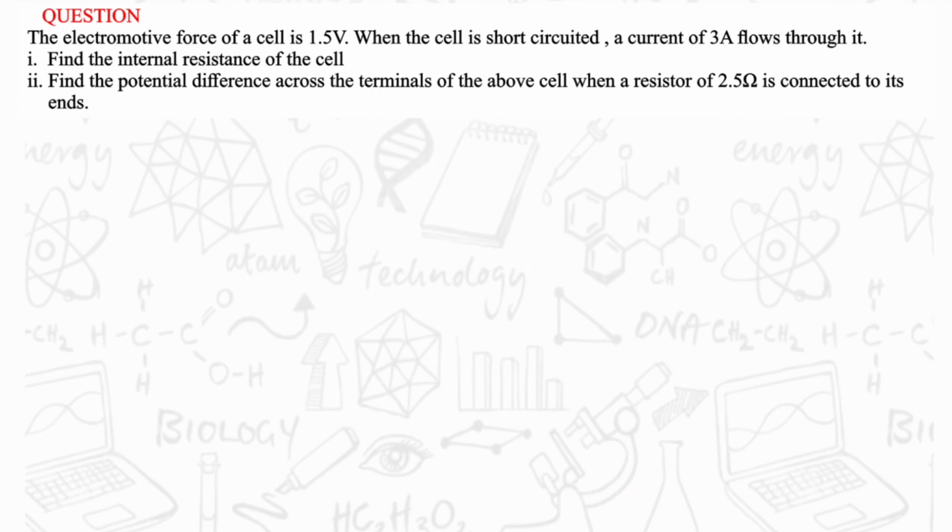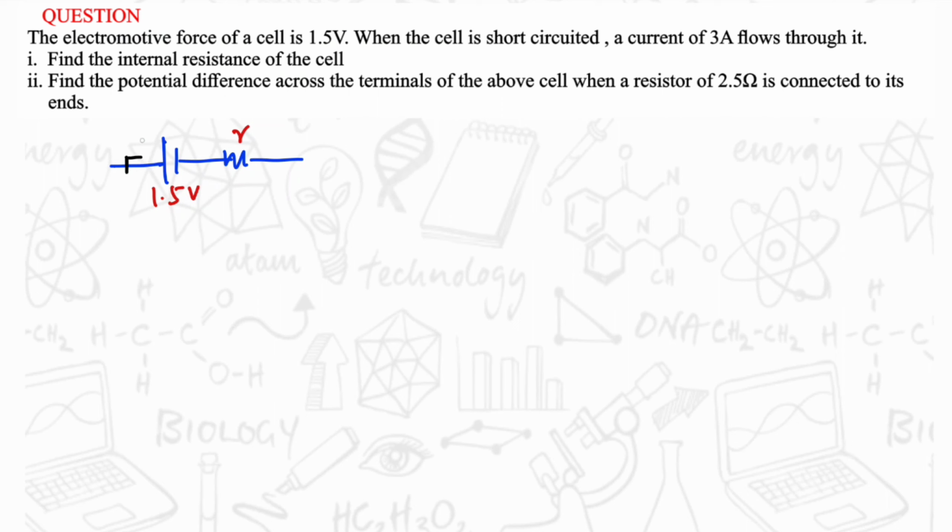Now let's move on to a question. Here, the electromotive force of a cell is 1.5 volts. When the cell is short-circuited, a current of 3 amperes flows through it. Roman number 1, we have to find the internal resistance of the cell. Now, here the cell is short-circuited. Let's say this is the internal resistance, let's say it is R. And they have given the EMF value.